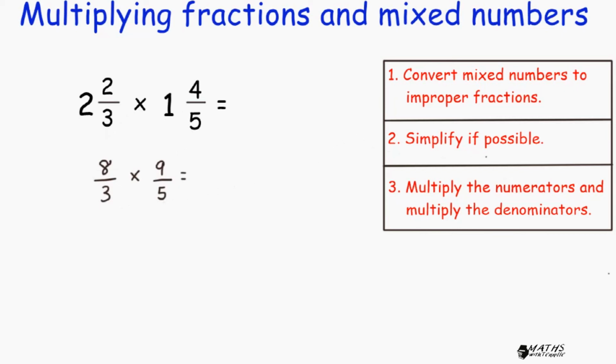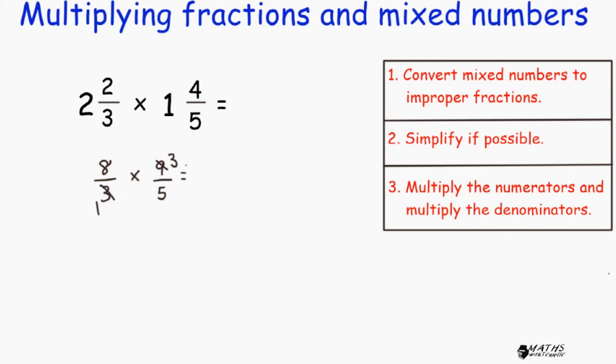Then I'm going to simplify if possible. So the 8 and the 3, nothing can be simplified. So I'm going to look at the 8 and the 5. That can't be simplified. And finally the 9 and the 3. And I can see that they both have a common factor of 3. So I'm going to divide them both by 3. 3 goes into 9 3 times. 3 goes into 3 once.